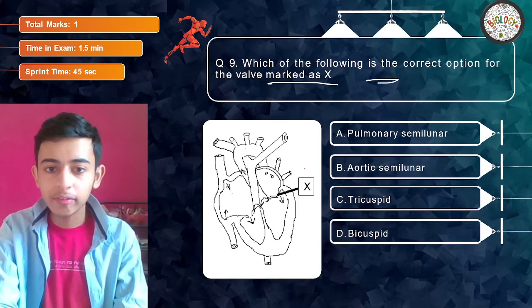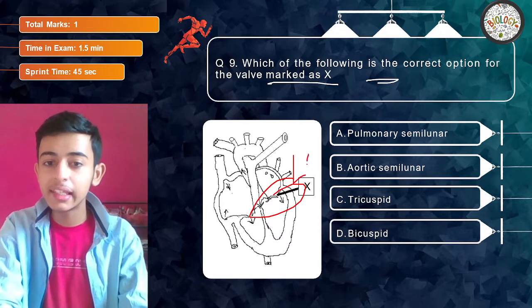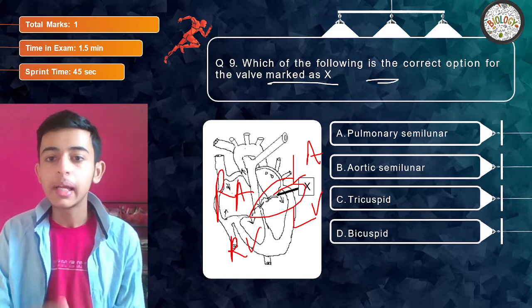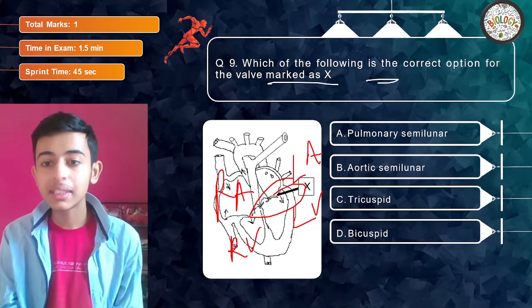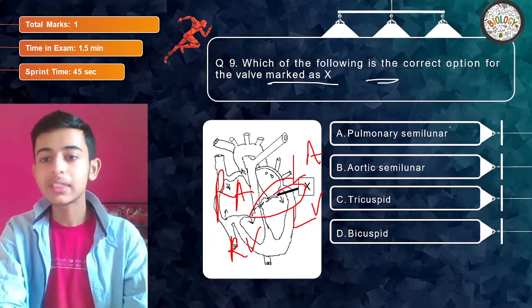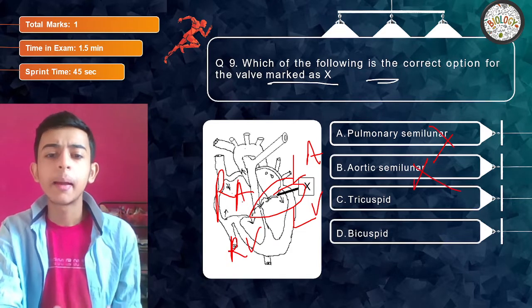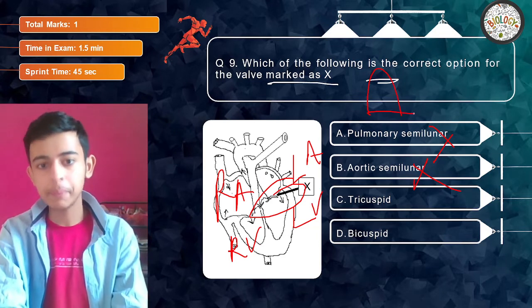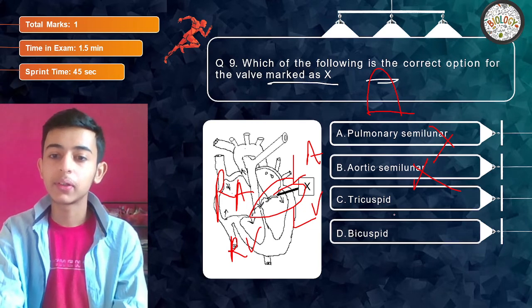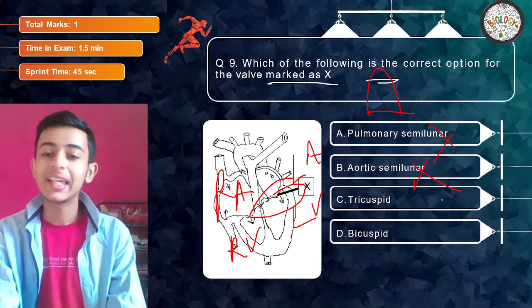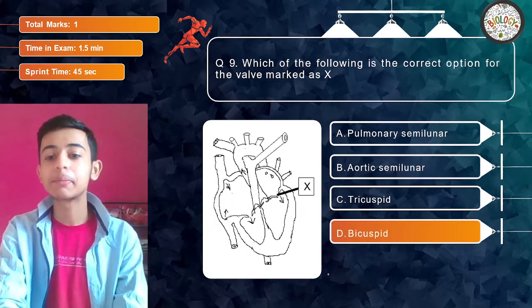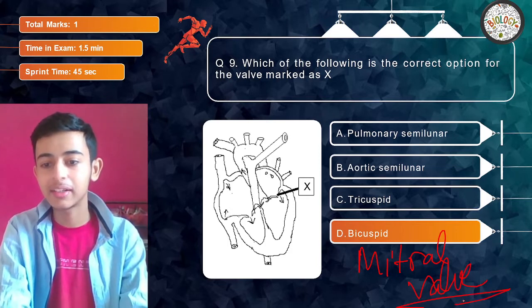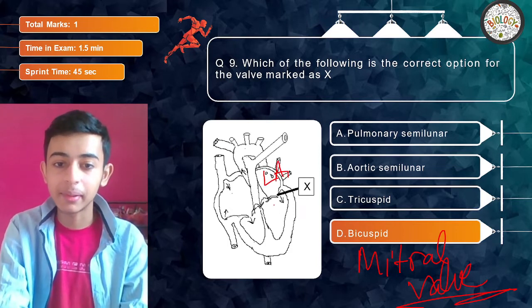So here is a valve marked as X, which is between the left atrium and left ventricle. This is right atrium, this is right ventricle. I have already told you pulmonary semilunar, aortic semilunar, tricuspid, bicuspid. We know semilunar valves are related to basically the lungs and all, because they are in this shape, semilunar shape. Tricuspid, bicuspid, what do you think? Tricuspid is not going to be the answer. The answer is bicuspid or mitral valve, which is between the left atrium and left ventricle.